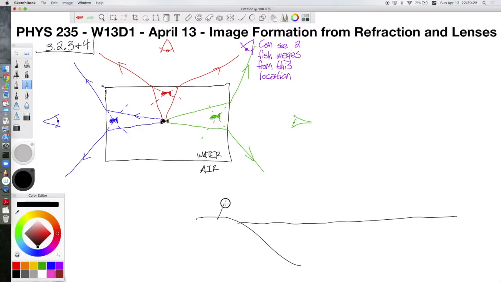And we have our spearfisher person right here. And they are trying to catch this fish that is underneath the water by throwing a spear at it. So this is the actual object. This is where the fish actually is. And I want to draw at least 1 or 2 rays to figure out where the image of the fish is.